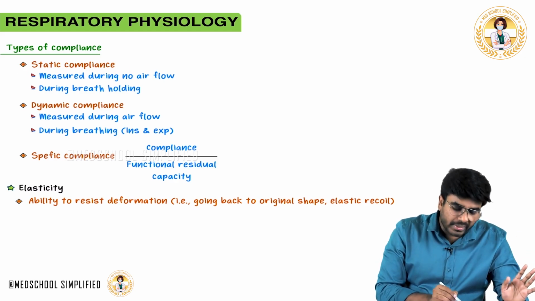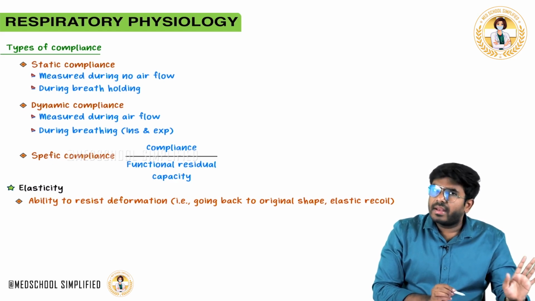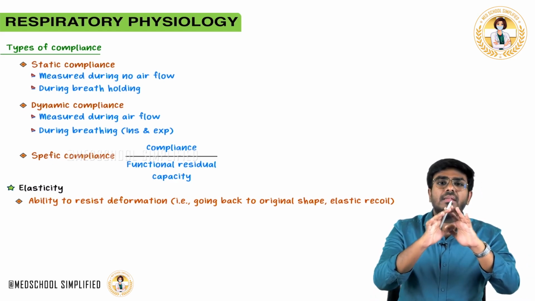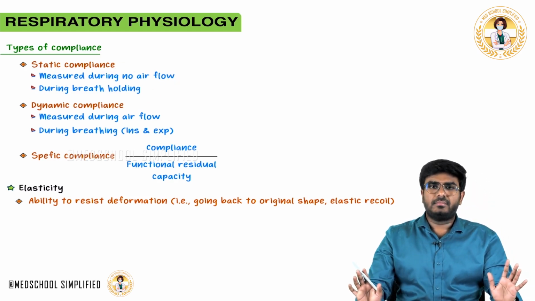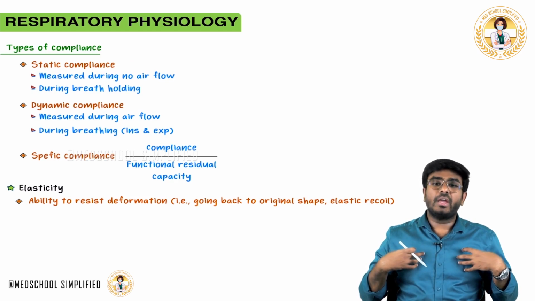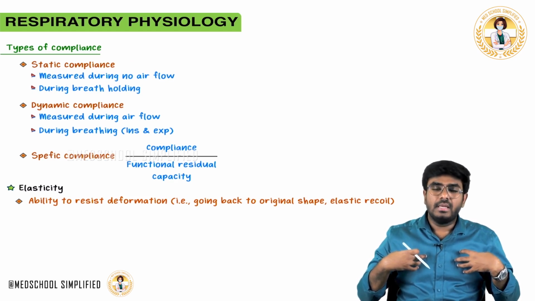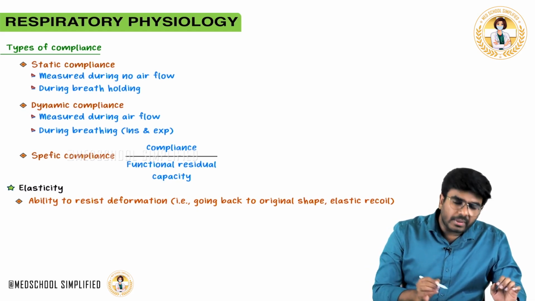Now, what is static compliance? In the name static, no airflow is there. Whenever there is no airflow, if you are measuring the lung compliance, then it is called a static compliance, measured during no airflow, during breath holding. The patient is holding his breath. Now you are measuring the compliance of the lung, how compliant the lungs are. That is static compliance. Now, what is dynamic compliance?